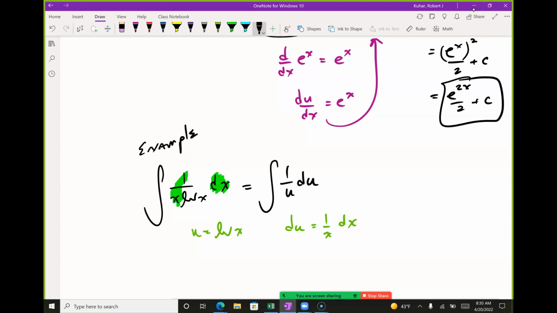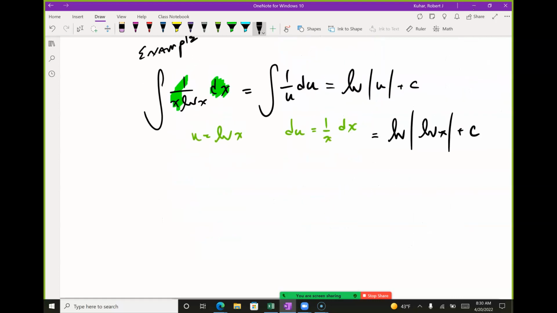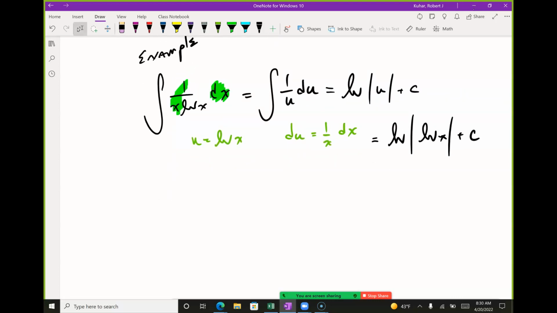Yes, okay. Good. What's the derivative of, what did I take the derivative of to get 1 over x, or 1 over u? ln of x. ln of u, right? But I need the absolute value. I want you to put it in, plus c, right? And what is my value of u? ln of x. Nice. So I have ln of the absolute value of ln of x plus c. And my question is, do I need the absolute value?